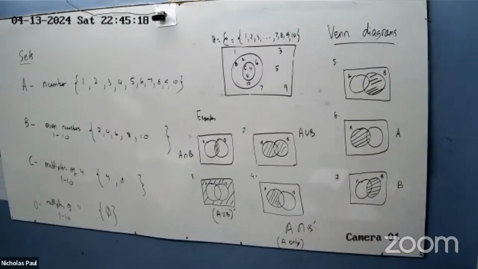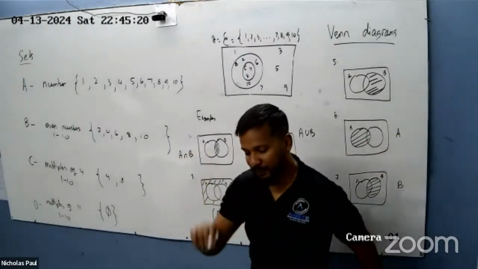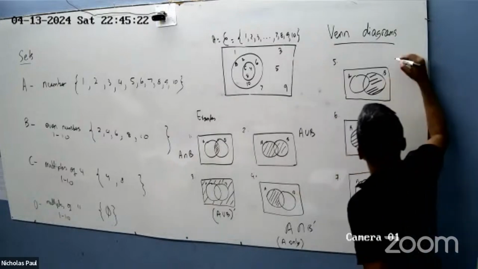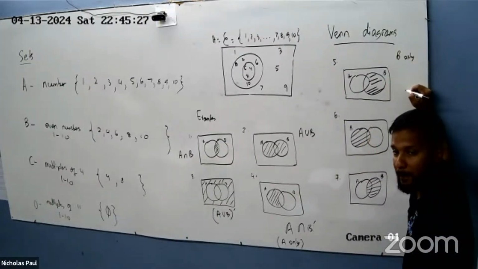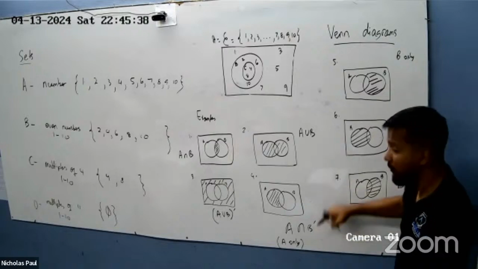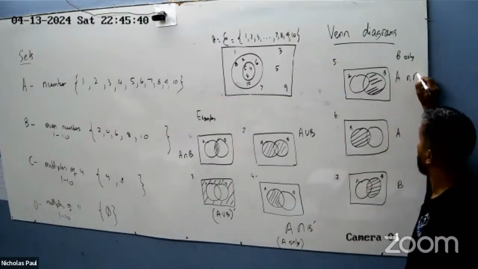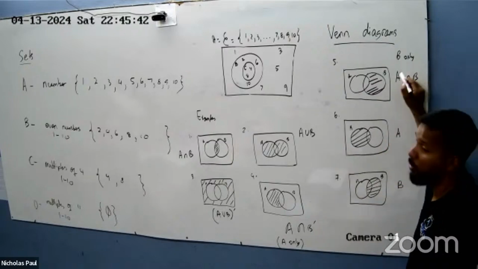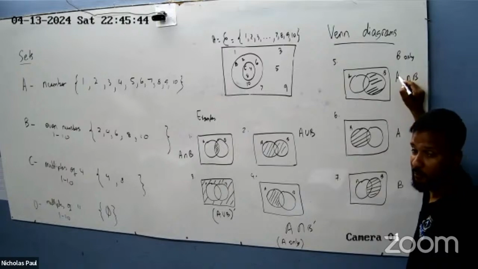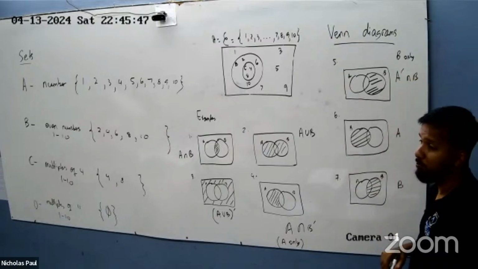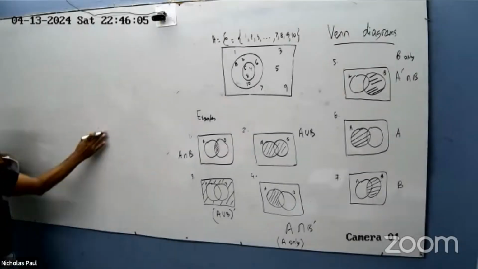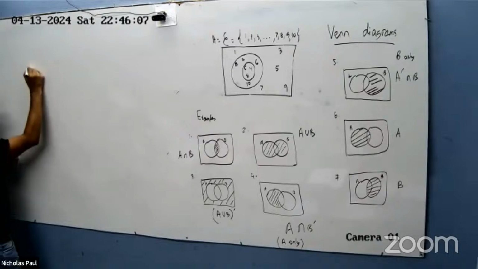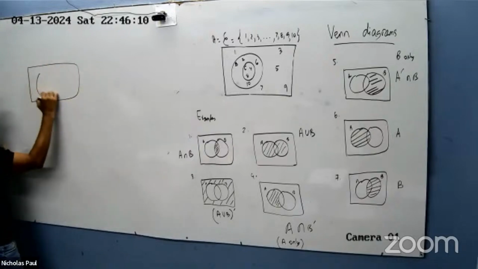B only, right? But how do we write the notation? Look at this one and tell me what to write. Where do I put the complement, on B or on A? On A. Okay? So these are set notations that we need to know. I want to show you a different way now to work it out.